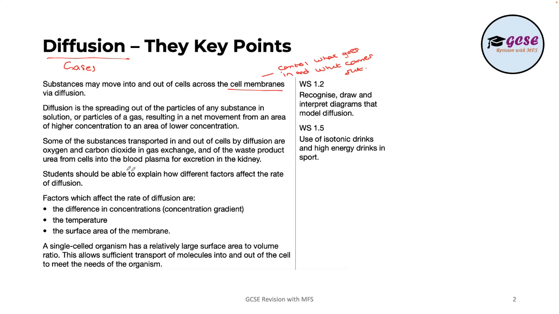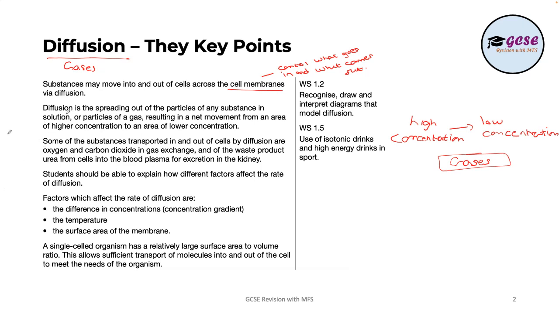Now, diffusion is the spreading out of particles from an area of high concentration to an area of low concentration. So we're going from a high concentration to a low concentration, meaning it's a passive process. It doesn't require any energy, and diffusion involves gases. Okay, so we're dealing with gases at this point.